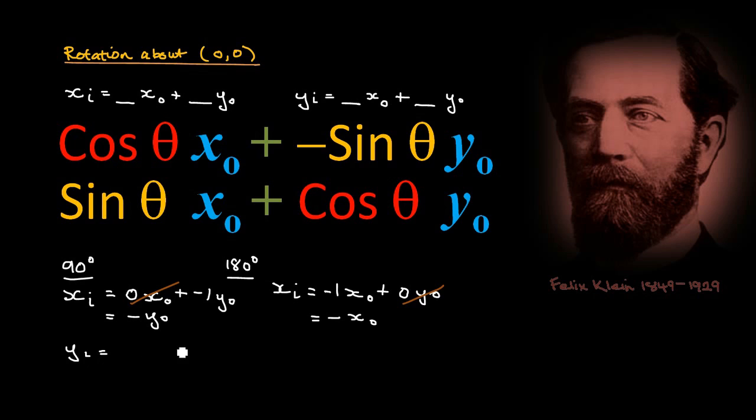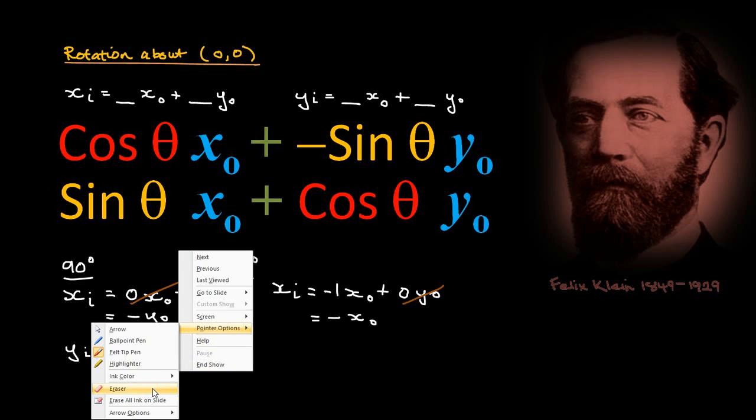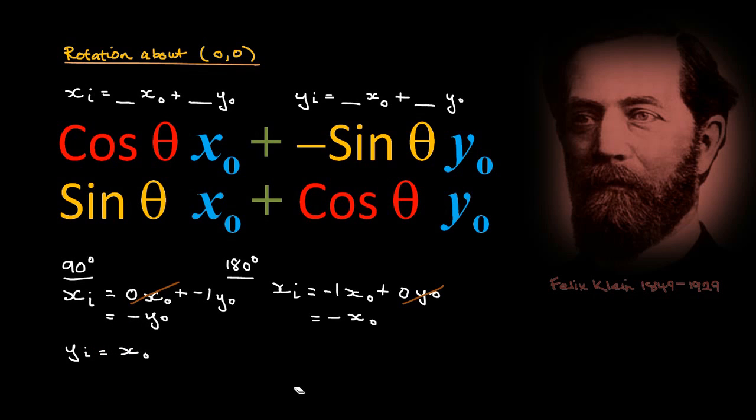The y component of the image is sine of 90 degrees times the x component, plus cosine of 90 degrees times the y component. Cosine of 90 degrees is 0. It is sine of 90 degrees. So sine of 90 degrees is 1. And we've got the x component of the object, plus positive cosine of 90 degrees. Well, that's 0, so it's plus 0. So we've got y of the image equals x.